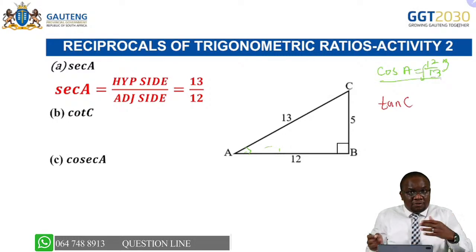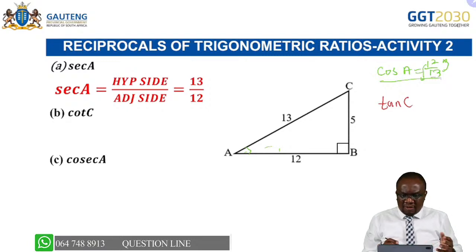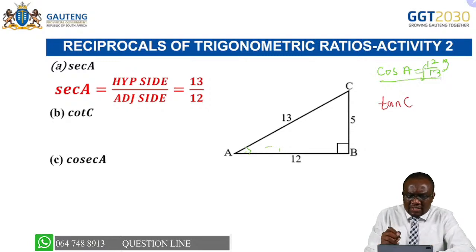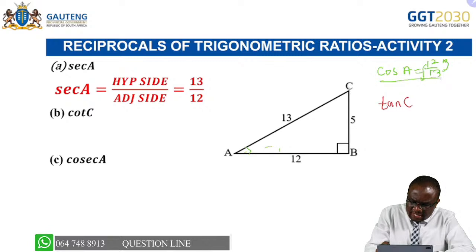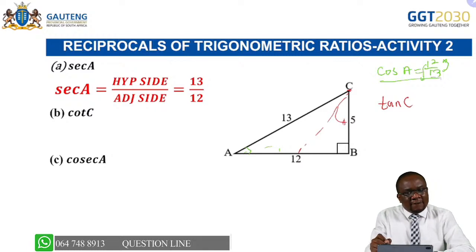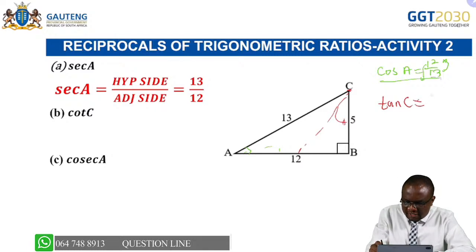Okay, I'm trying to go back so that people who don't understand may get something. Tangent of angle C is opposite side over adjacent side. For this angle C, the opposite side is 12 and the adjacent side is 5. So tangent of angle C is going to be 12 over 5, isn't it?